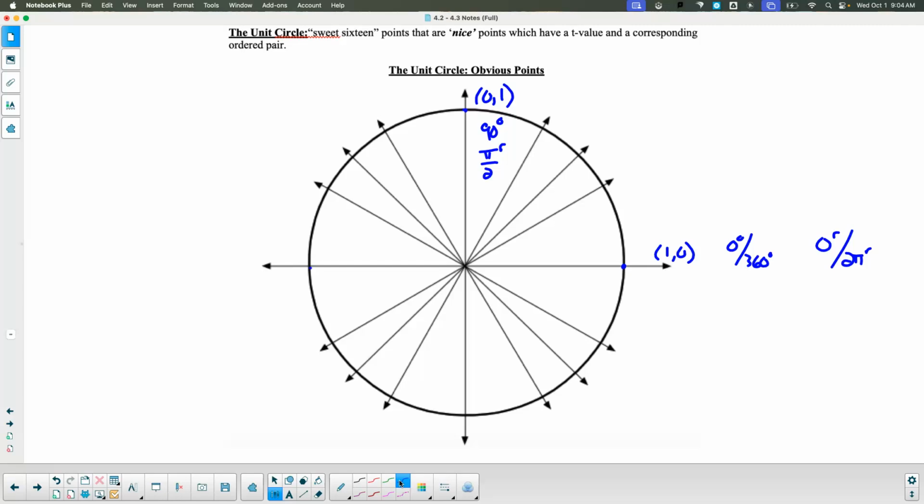Then we came over here and we said that this was the point (-1, 0), which was 180 degrees or pi radians. And then we came down here and we said this was the point (0, -1), which is 270 degrees, which is 3 pi over 2 radians. Okay? So that's where we were at yesterday in the start of development. Okay? All right, here we go.